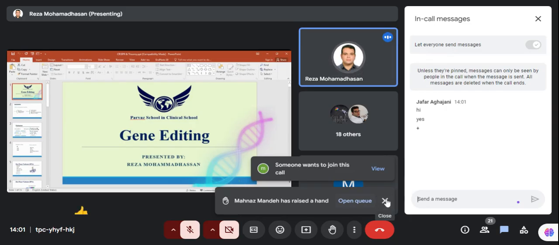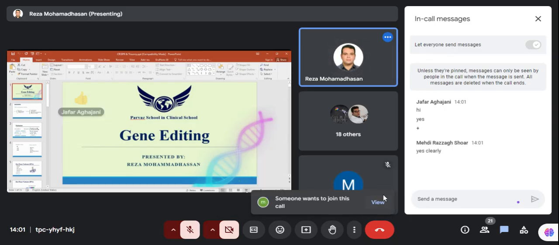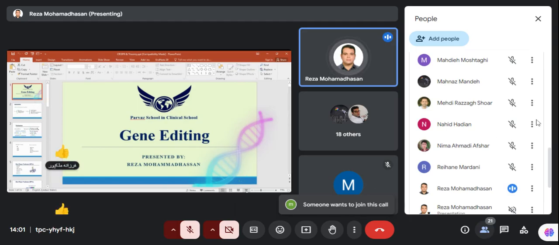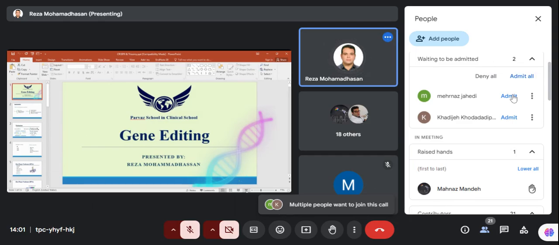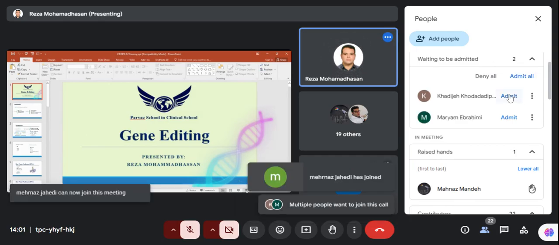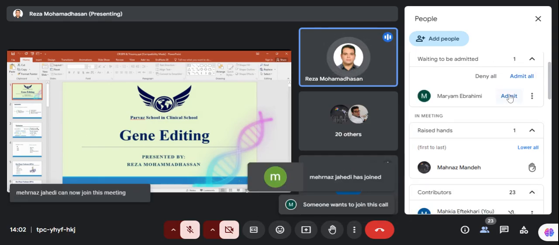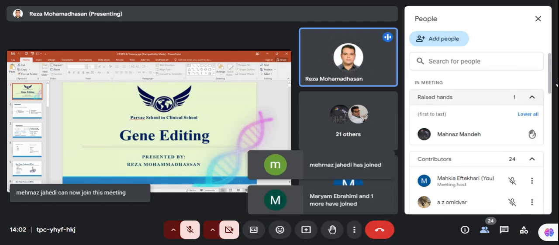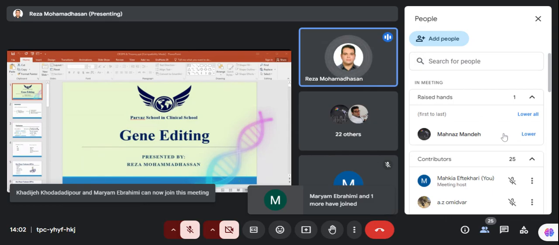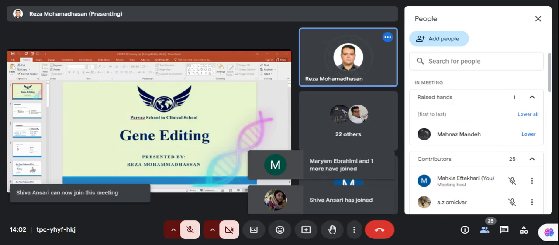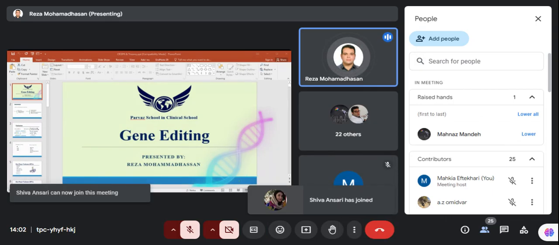So let's start the workshop about gene editing. Special thanks to Parvati School in clinical biology. And yeah, it's about gene editing, or genome editing.